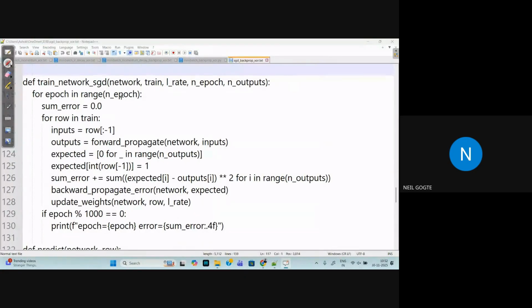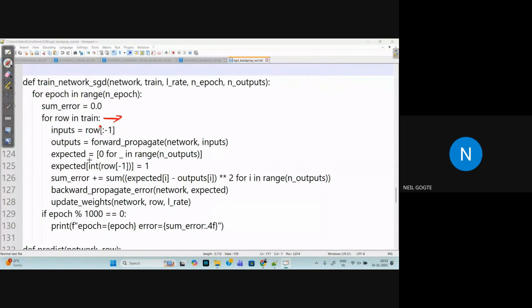For each epoch in the range, for each row in the training data set, we go through each row. We pick up the input as row minus 1, that is, we ignore the output. The last column in the row is the output, so we ignore that. We don't want that. So we take inputs only up to everything except the last value. Then we forward propagate using that input.